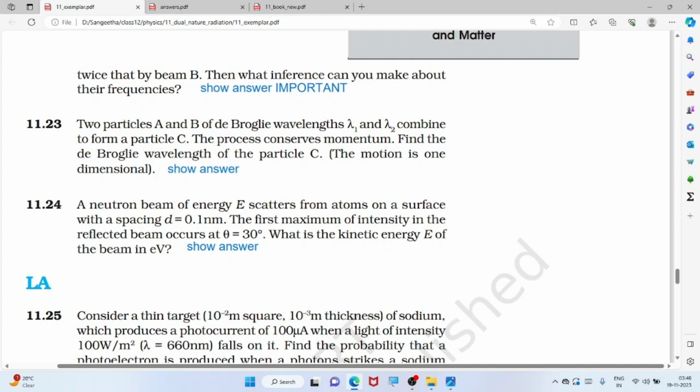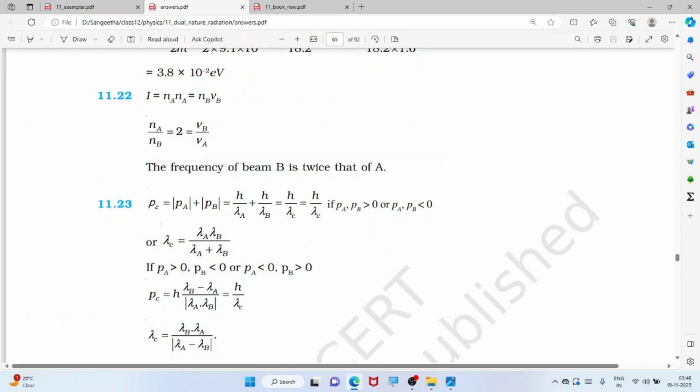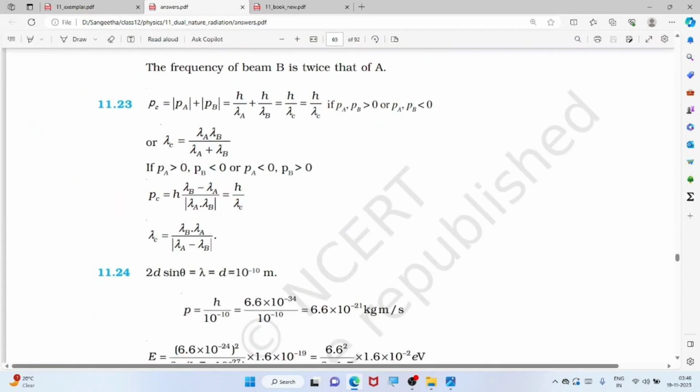Two particles A and B of given de Broglie wavelengths combine to form a particle C. Using the process of conservation of momentum, find the de Broglie wavelength. This is the final wavelength of the combined particle.